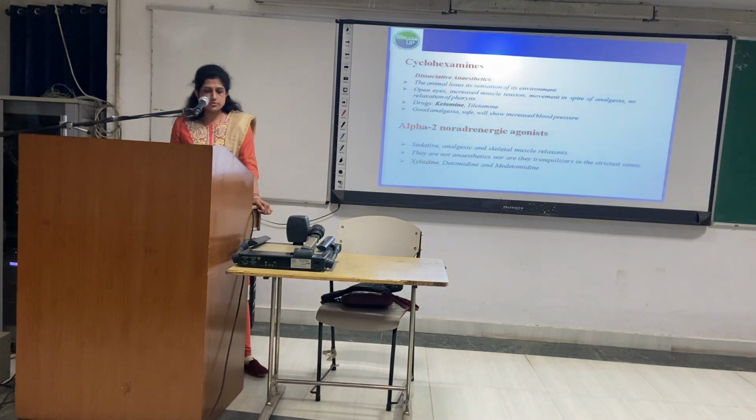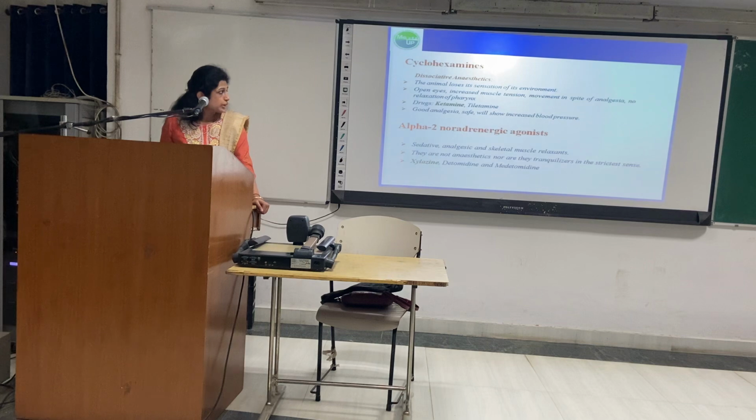Cyclohexamines, also called dissociative anesthetics. By these, the animal loses its sensation of its environment. They have open eyes, increased muscle tension, movement in spite of analgesia, and no relaxation of the pharynx. The examples are ketamine and tiletamine. They produce good analgesia, are safe, and will show increased blood pressure.